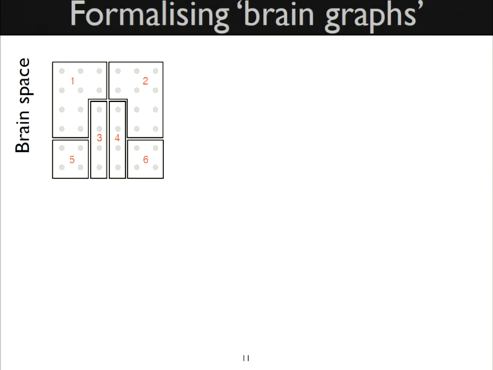Now let's talk a little bit about what I mean by brain graphs. So let's say we have one slice of the brain. We have an atlas. We divided the brain into 6 parts, numbered 1 through 6. And this is an axial slice. And each of these dots is a voxel. So that's image space. So now how do you go to a graph?